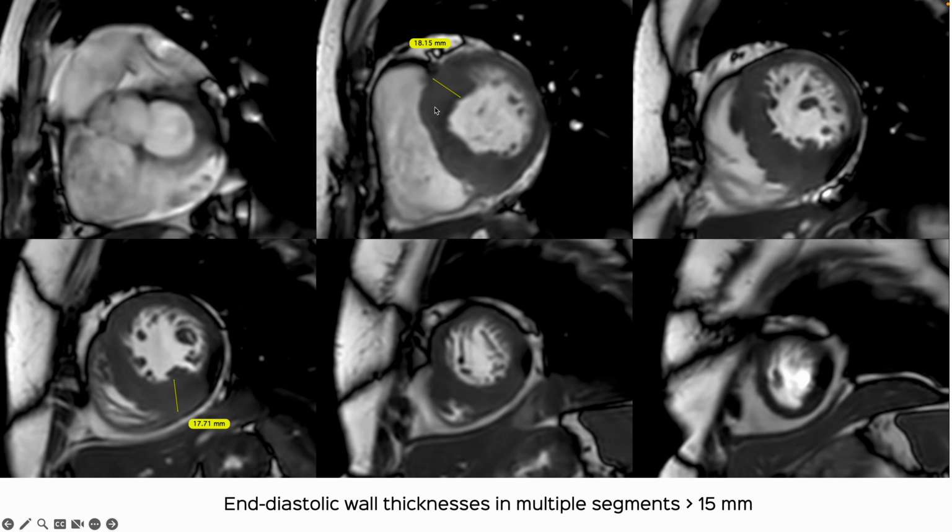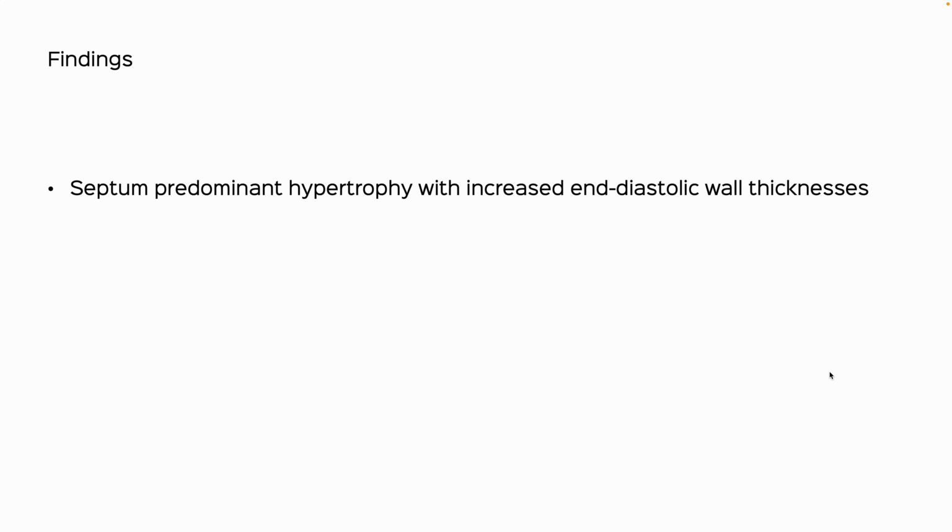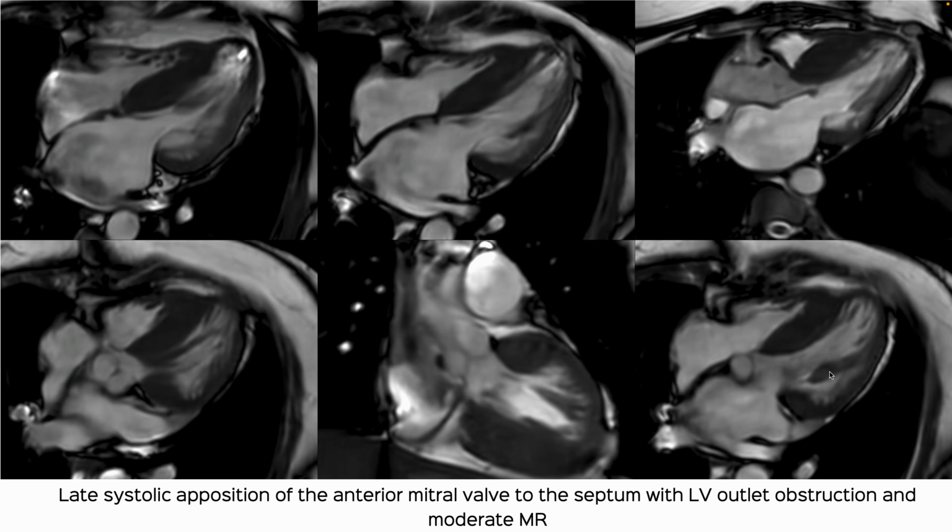So the cine images show the increased end diastolic wall thicknesses, and the apical lateral wall is also thickened. Even though it doesn't reach 15 millimeters, that's fine. So the first thing is there is a septum predominant hypertrophy with increased end diastolic wall thicknesses.